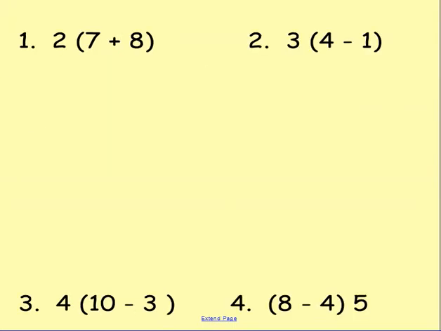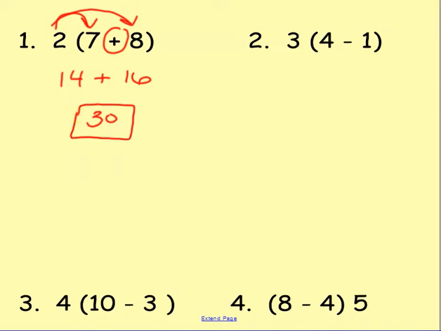Okay, so let's work on a couple of these, all right? So let's distribute. 2 times 7 is 14. The operation in the middle is plus, so I bring it down. And then 2 times 8 is 16. 14 plus 16 is going to give you 30.